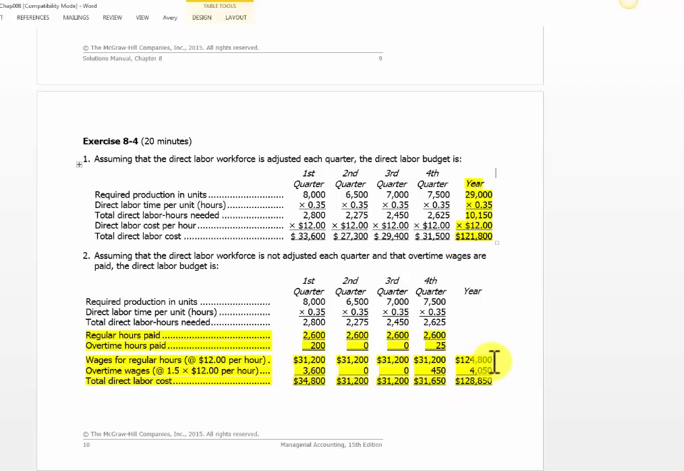You can add them up from left to right, and you'll get 124,800 in regular wages, 4,050 in overtime wages, for a total of 128,850.